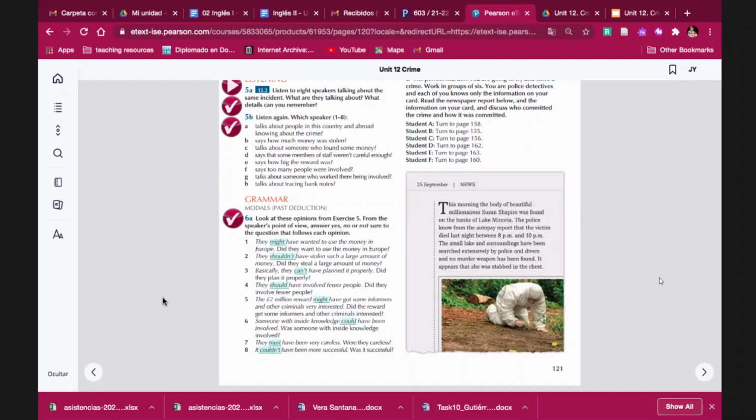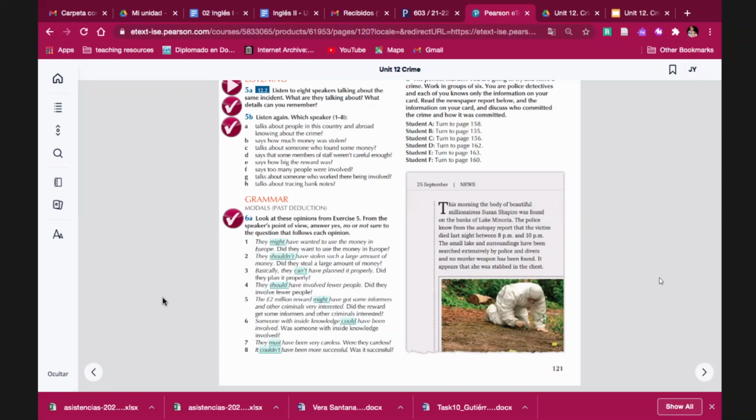Neither, no. Number 8? Nope. Number 8, no. We are in letter D. Sorry, it's number 3. Yes, it's number 3. But number 3 says, basically, they can't have planned it properly. Okay, it's logically certain that this happened, que no lo planearon. O sea, por lógica no lo planearon. Okay, entonces, can't y must, okay, means logically certain that this happened.